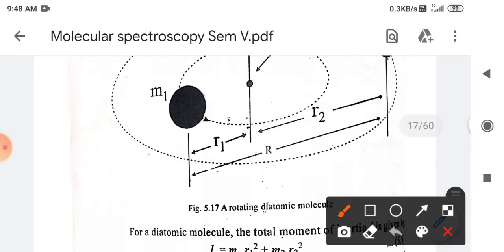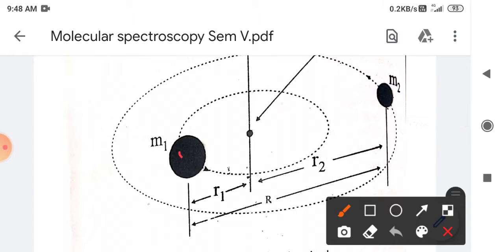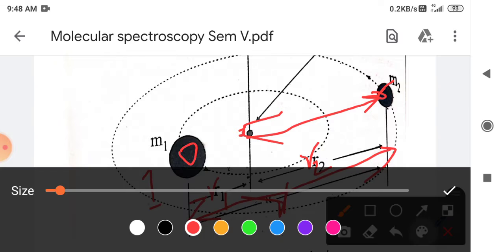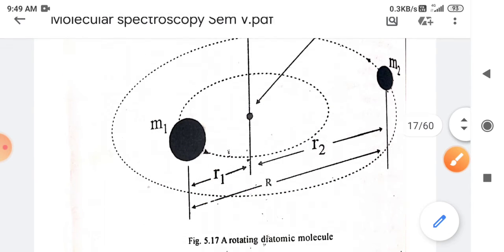Consider this is the case. Here we have the two atoms, m1 and m2, which are separated by the distance of small r. And suppose this is the center of gravity of the molecule. The distance of atom 1 from the center of mass is r1, and for atom 2 the distance from the center of mass is r2. These are the assumptions that have been made.